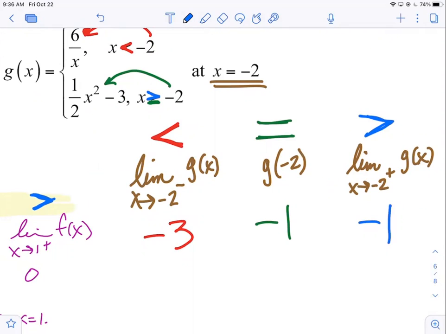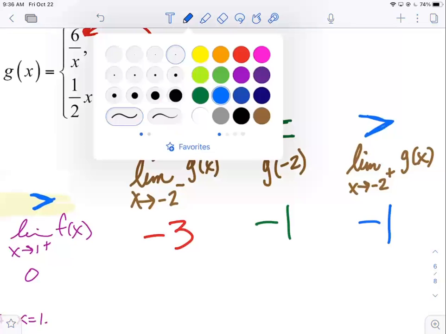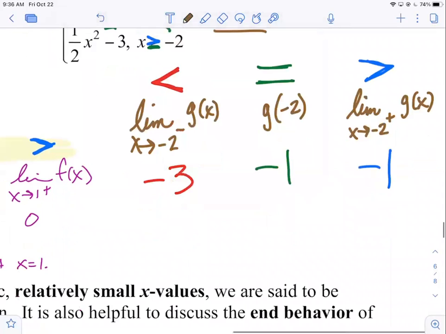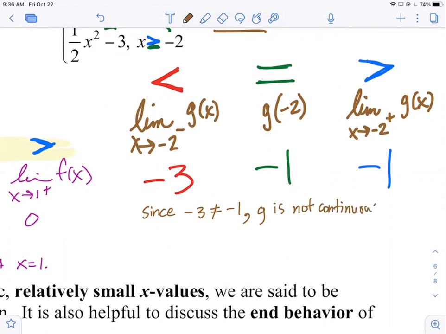There you go. You don't need to sketch the entire graph to answer this question. Now we can follow up with our concluding sentence just like we did on the quiz, right? Since or because -3 does not equal -1. Does it matter which -1 we're citing here? No. Okay, comma, G, the function is G, not F. G is not continuous at x equals -2.